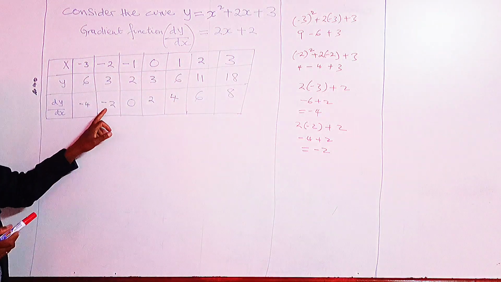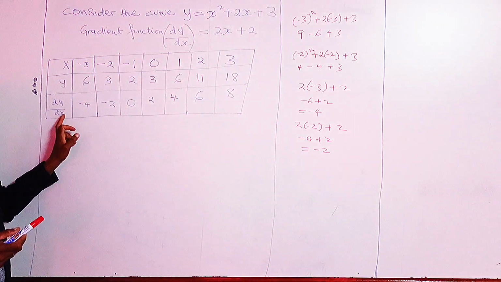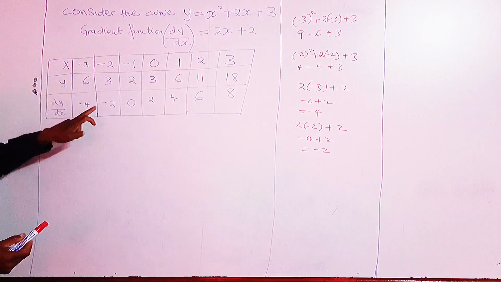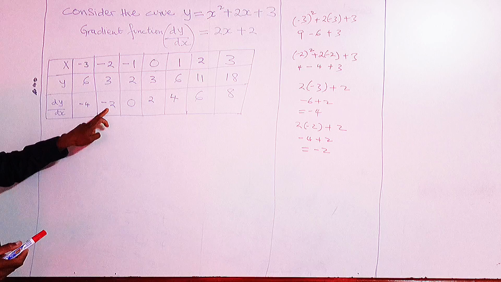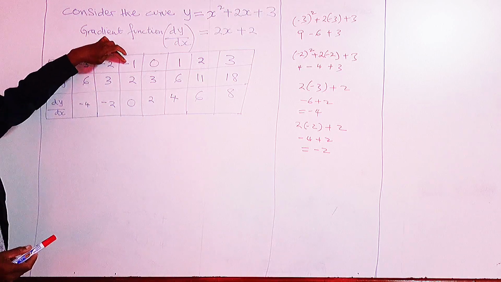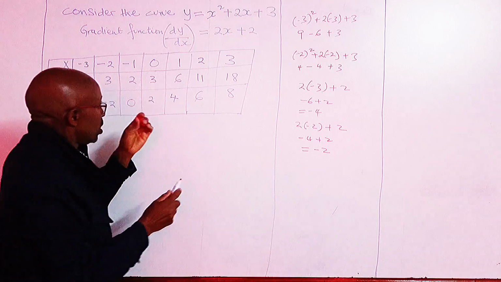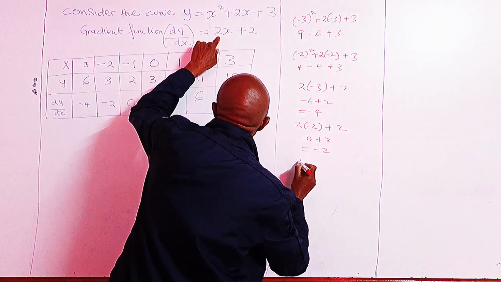That's how we get the gradient function. When x is equal to negative 2, our dy/dx is negative 2. When our x is negative 1, we get our dy/dx as 0. Basically, we substitute here.